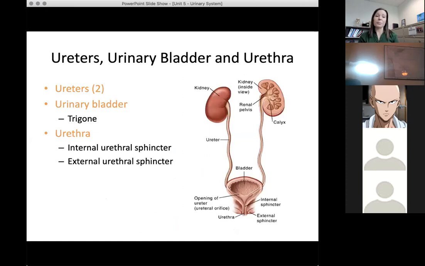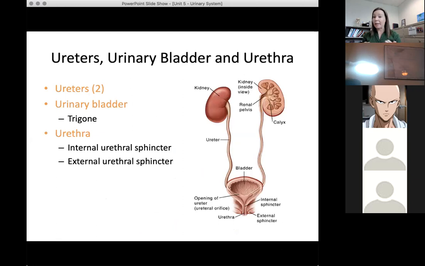I mean, they do the majority of the work of the urinary system, but we have the other structures as well. You guys know the ureters are the tubes that carry urine out of the kidney. For the histology, there's actually 3 layers of tissue in the ureters. The mucosa is the inner lining. It's transitional epithelium.